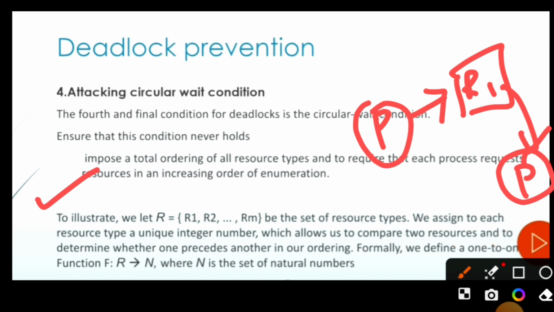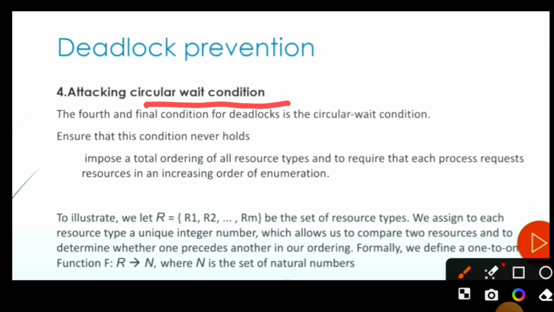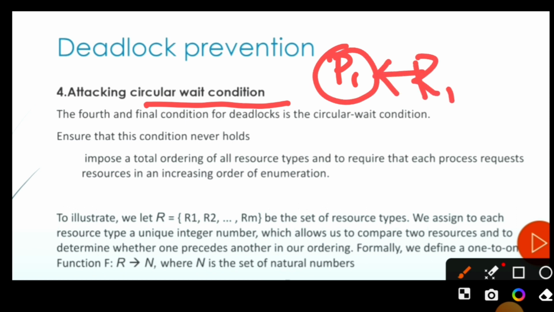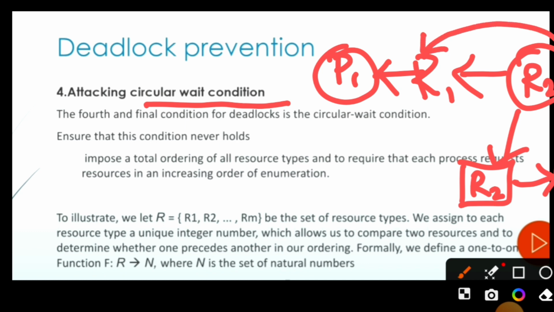Now let us go to the fourth and final condition. The fourth and final condition that we have is circular wait. What was circular wait? For example, we see that a process P1 is requesting a resource R1, and resource R1 is being held by process P2, and P2 is waiting for another resource which is being held by another process, say P3. P3 is again waiting for resource R1, which in turn is being held by P2.